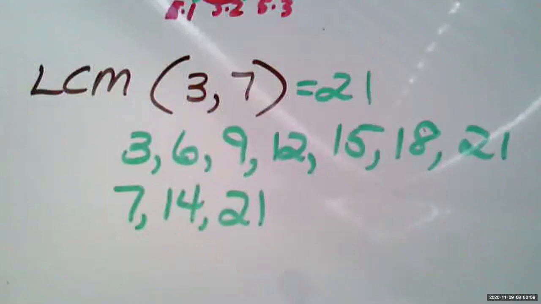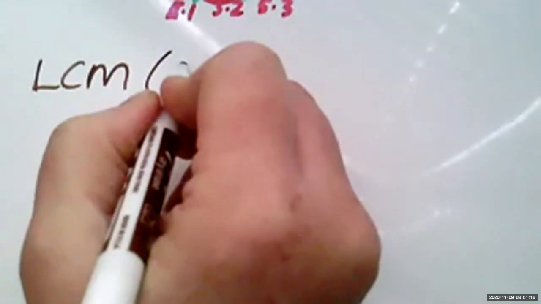That's why you do have to think about other multiples, or it's even a good idea to write out the other multiples so you can make sure you have the least common multiple. All right, let's try some more. Least common multiple of, we're gonna go 2 and 9. Go.